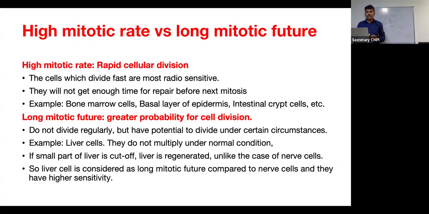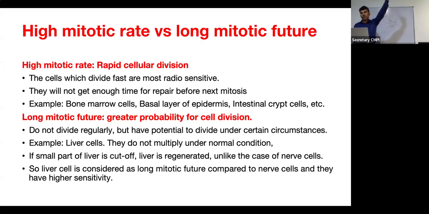Now, for high mitotic rate, as I said, rapid cellular division, you can take the examples of bone marrow cells, basal layer of epidermis, intestinal crypt cells. These are all fast dividing cells, and they are highly radiosensitive. For long mitotic future, the best example is the liver. Liver cells are not dividing regularly, not fast dividing, but they have the capability of division if required. Suppose you cut the liver tissue, then there is a requirement, and the liver starts to divide and regenerate. So these cells are also sensitive.